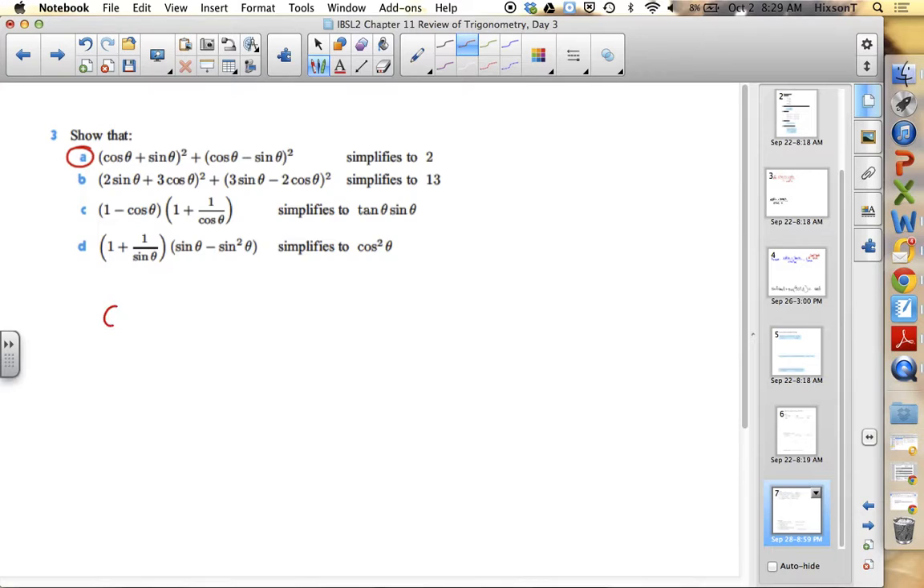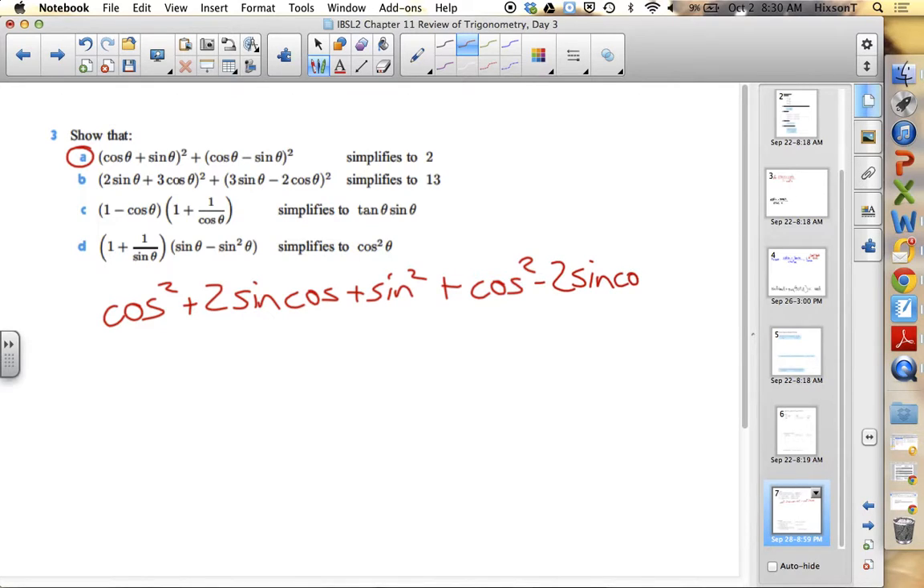Okay. So cosine squared, I'm not going to write all the thetas just for time. So 2 sine theta cosine theta plus sine squared. And then the second one, when you FOIL it, you get cosine squared minus 2 sine cosine plus sine squared. Okay? Oh, I just FOILed wrong then.